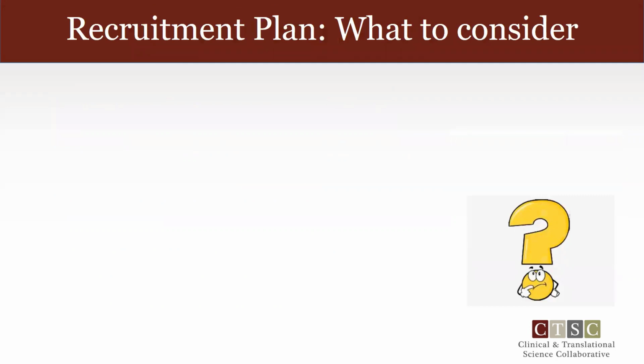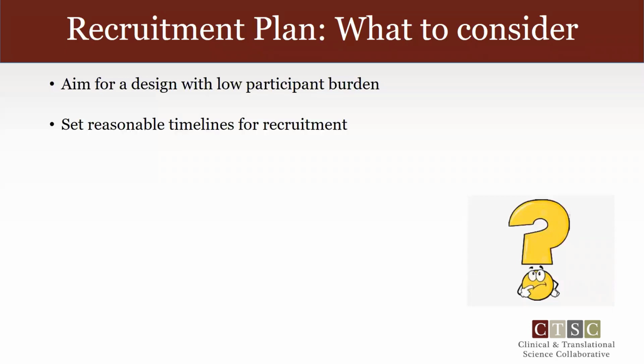There are some key factors to consider when you are developing a recruitment plan. Aim for a design with low participant burden. For example, if you are conducting a study that does surveys and blood draws, consider using an online survey that can be done from home or incorporating blood draw labs that are out in the community closer to the participant's residence. Set reasonable timelines for recruitment. Setting unrealistic goals can make the pressure of recruitment more difficult.